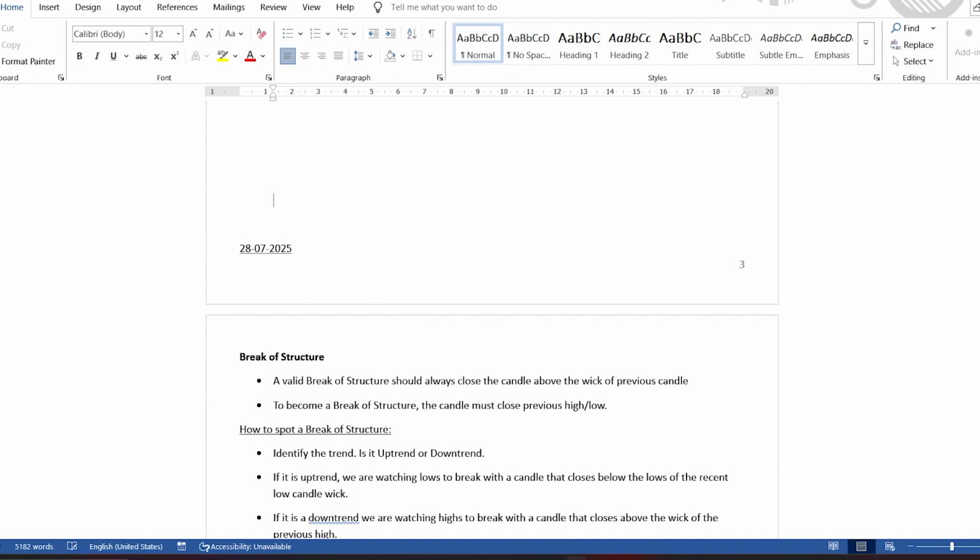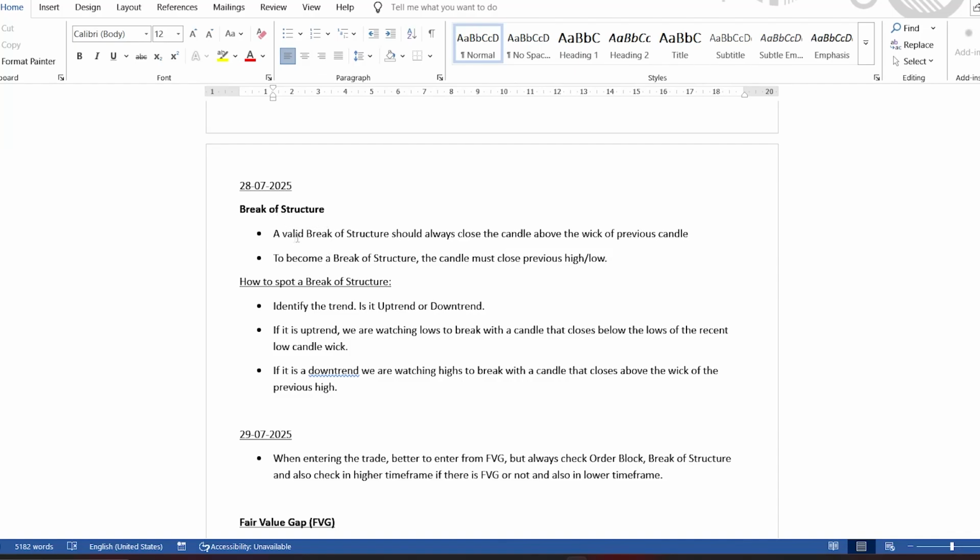Now we are going to talk about break of structure. A valid break of structure should always close the candle above the wick of the previous candle. We will be learning more deeply about this break of structure in another chapter also.